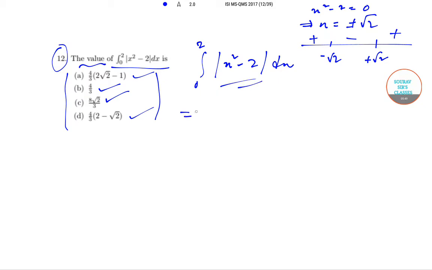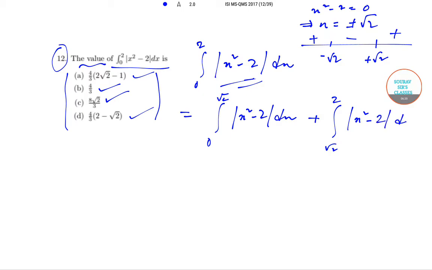So what we'll do, since root 2, which is equal to 1.41, something like that, falls in between the interval 0 to 2, we'll break down this structure into two parts, where one part will go from 0 to root 2 and the second part will go from root 2 to 2. So this is the breakdown which we'll do. First we'll break it down into integration 0 to root 2 of mod of x square minus 2 dx plus integration root 2 to 2 of mod of x square minus 2 dx.